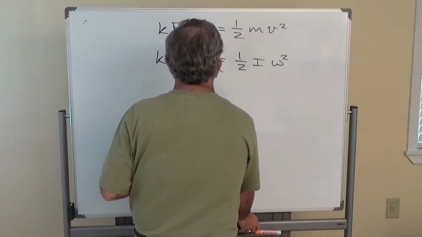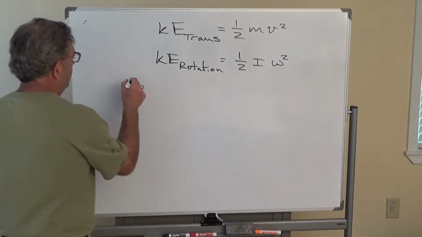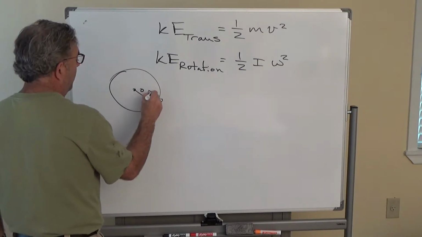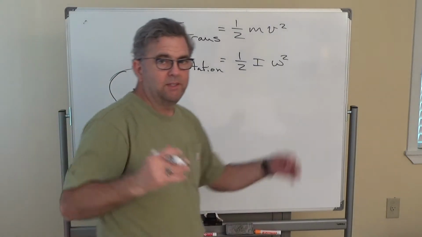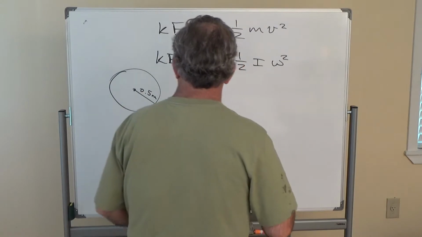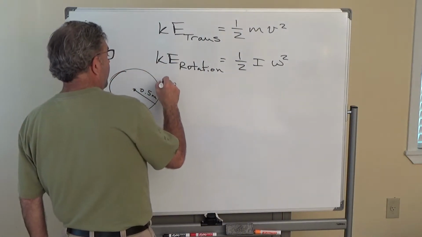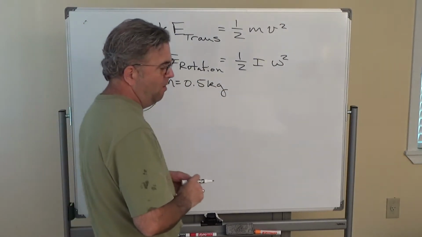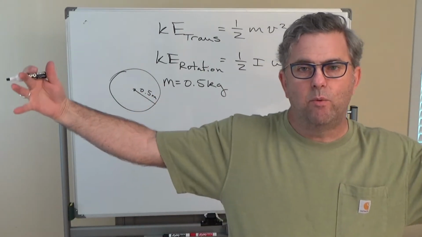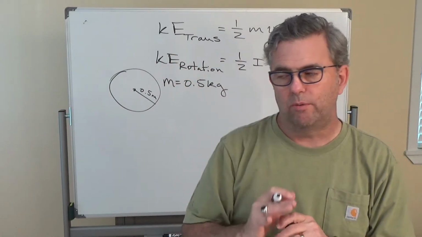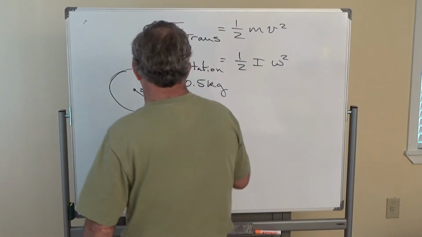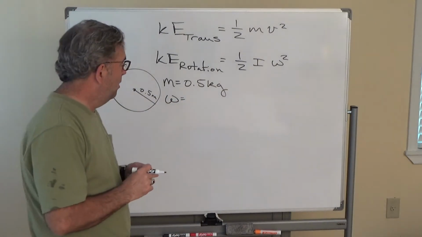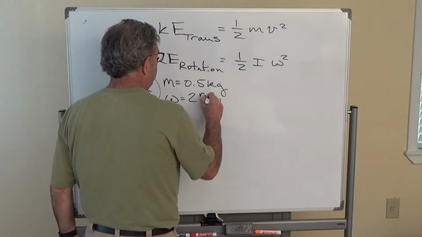As a matter of fact, I'll use a disk. Here's a disk. It has a radius of 0.5 meters. That's a pretty big disk, a meter-sized disk. Let's say that it has a mass of 0.5 kilograms, so not very heavy, about 1.1 pounds. So very lightweight, big disk. The mass is evenly distributed. I'll give it a reasonable angular velocity. Omega is equal to 2 radians per second.